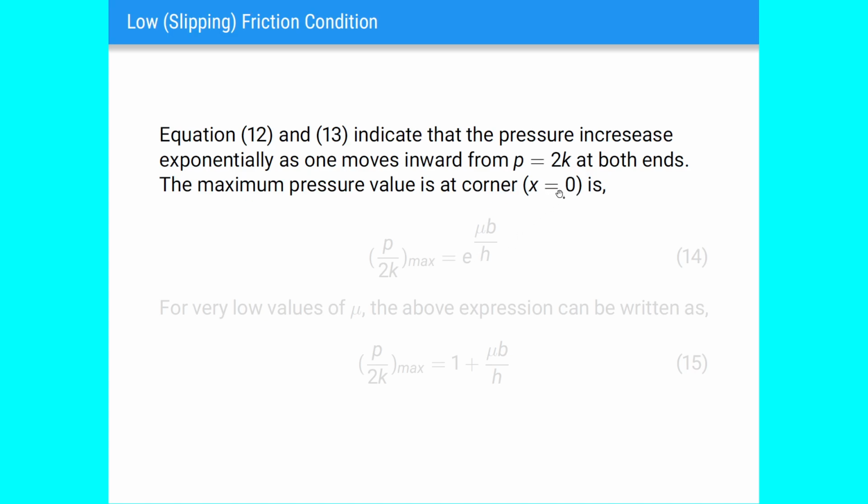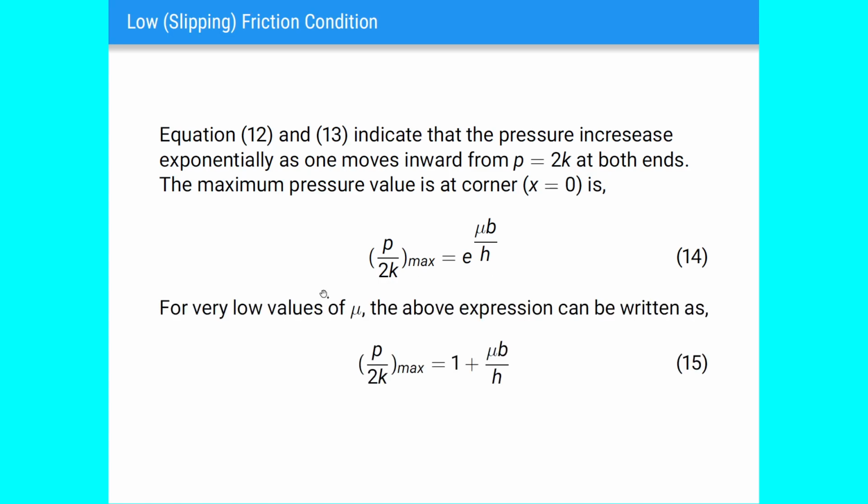So at x equal to 0, what will be the maximum value? This will be 3 upon 2k max is equal to e raised to the power mu b upon h, for a very low value of mu, because we are considering low friction conditions. So the above expression, equation 14, can be rewritten as the maximum value of p upon 2k equal to 1 plus mu b upon 2h. This is the equation representing the pressure distribution in the case of low friction condition.